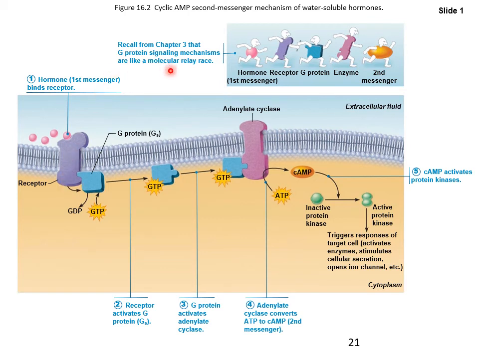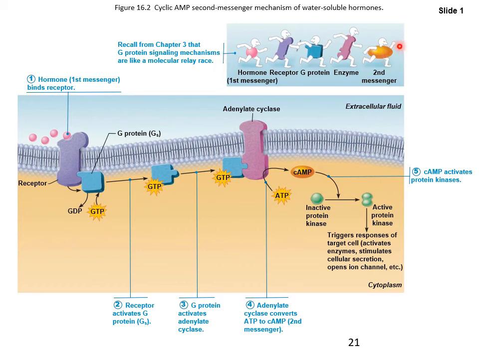And when we talked about this in a previous chapter, we said the G protein signaling mechanisms are like a molecular relay race. Here's your hormone passing the baton to the receptor that's going to pass the baton to a G protein that's going to activate an enzyme and create the second messenger.